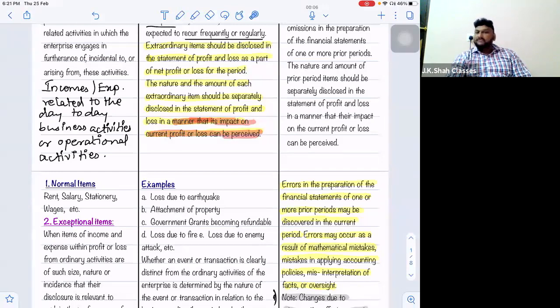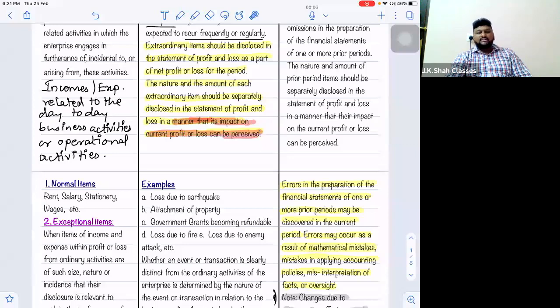Donations are not a part of your P&L account. So please don't ask. Donations are not a part of your profit and loss account. That is a charitable activity that you're doing. It does not find a place in the P&L account. So since they don't find a place in the P&L account, it cannot be ordinary or extraordinary.